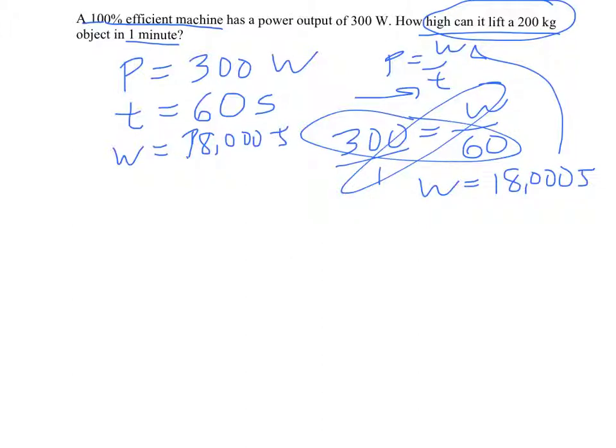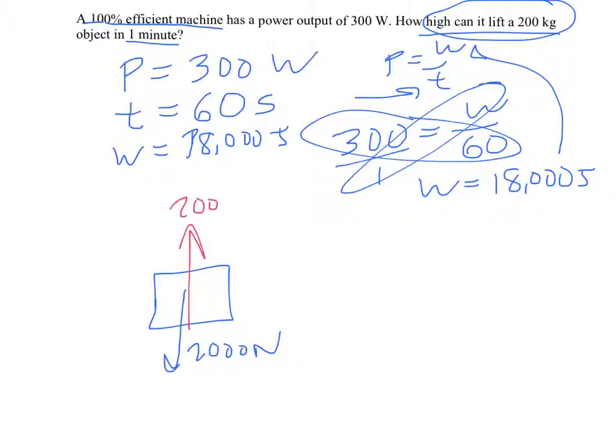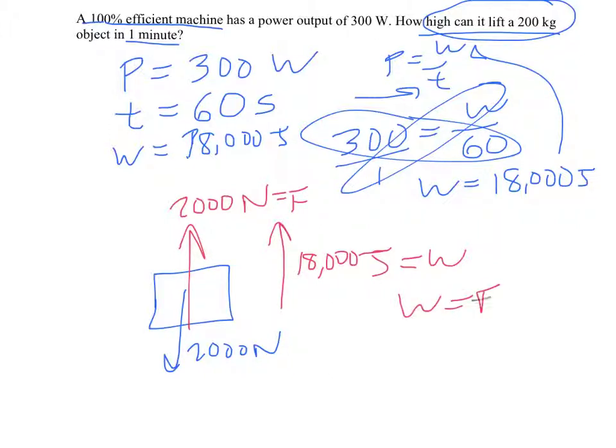All right, now what do I do with that? We're trying to lift a 200 kilogram object, which means, again, that's a force of 2,000 newtons. So we have to lift with a force of 2,000 newtons. And we've already accounted for the time when we did figure this all out. We know that we perform 18,000 joules lifting this object. So that's our work, and the force that we're lifting is 2,000 newtons. So we know work equals force times distance, so that's what we're solving for, is distance.